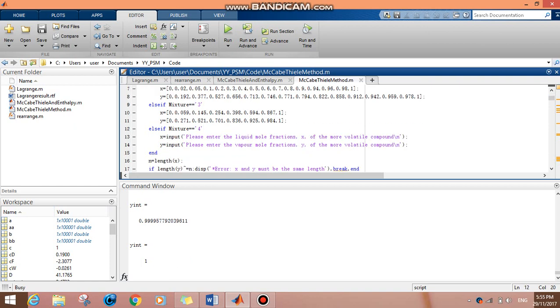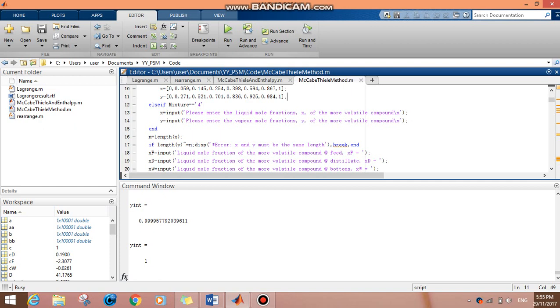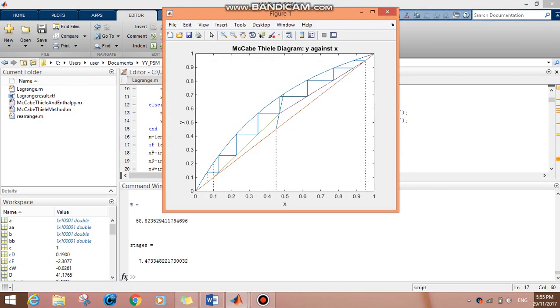Then you will come up with: please enter the liquid fraction X for the more volatile component. You need to key in this way: square bracket, then key in the X values. Then enter, and it will ask for Y, then you key in again. You need to make sure that the number of data that you key in is the same for X and Y. If not, it will come out with the error: X and Y must be the same length.